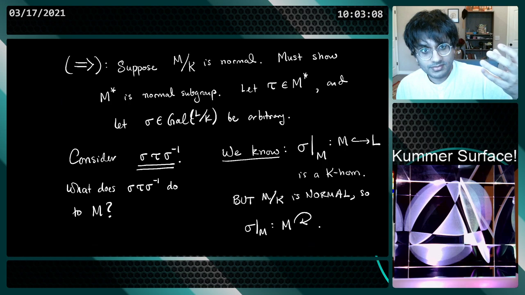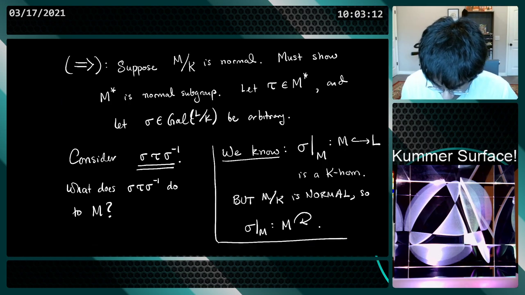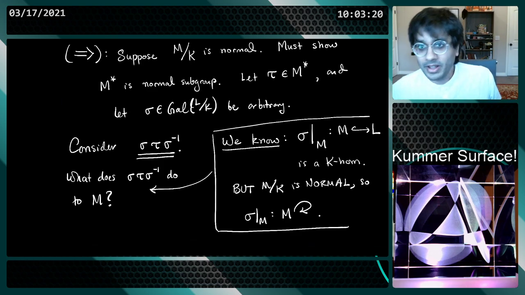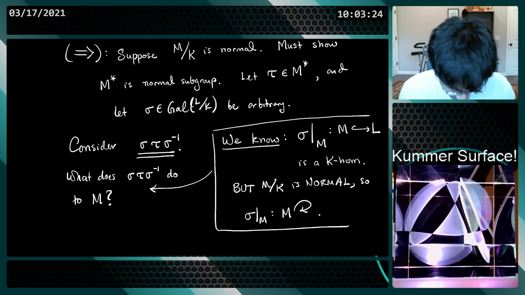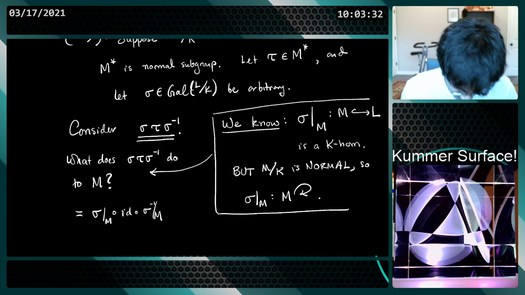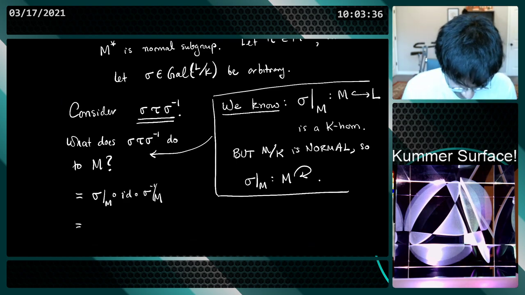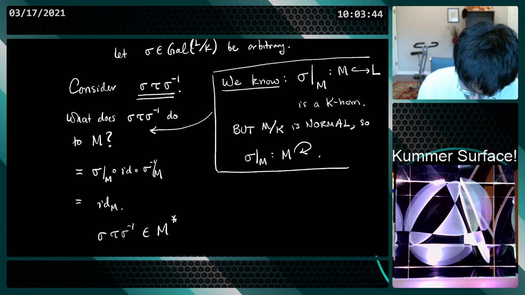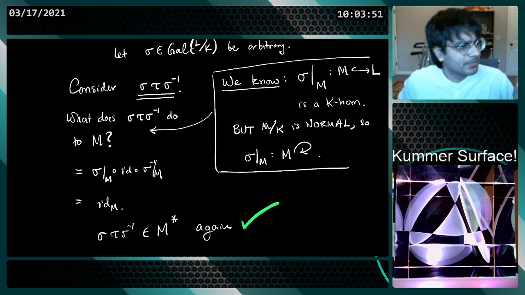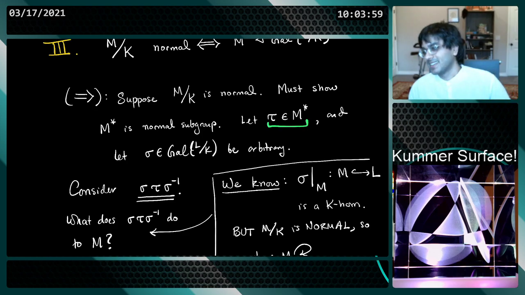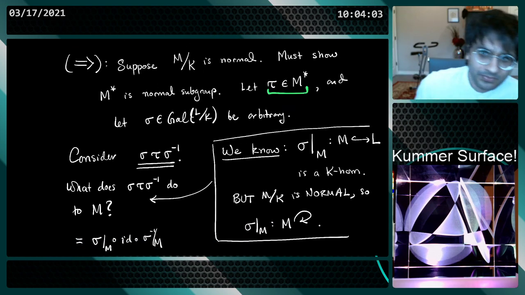This question isn't even born yet unless you do this stuff. That allows you to ask this question. Well, it's clear what it does. Tau restricts to the identity. But now you're composing something with its inverse. In other words, this element is back in M star again. Normality of a group. Got it? All right, remember tau was in here. Okay, ready? Other way.